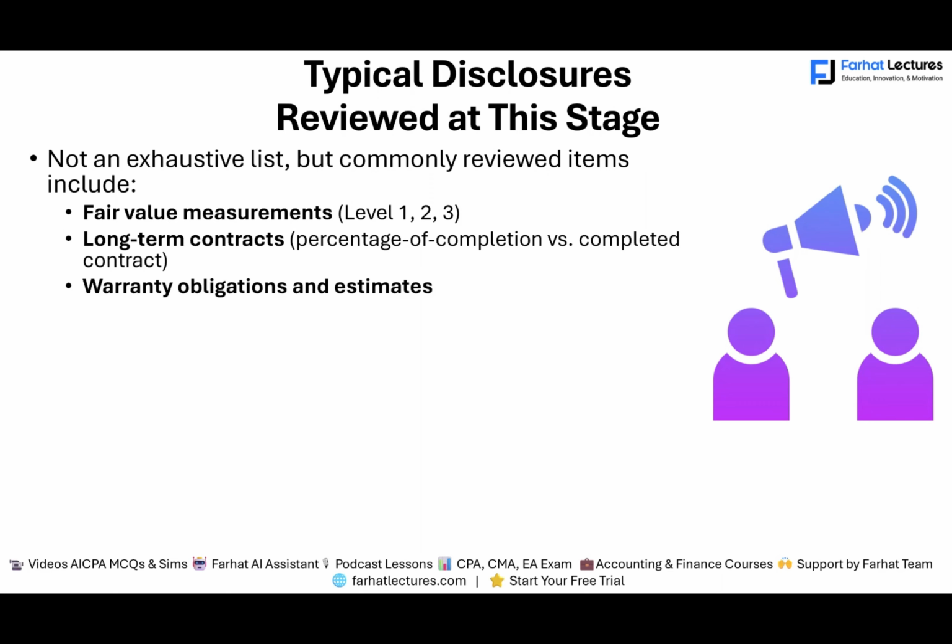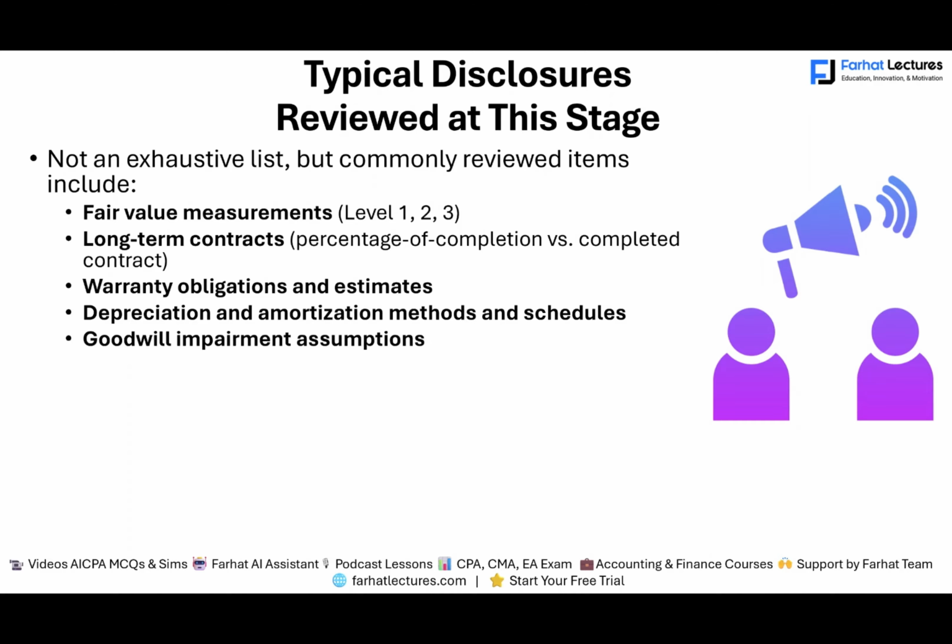Any warranties, obligation, and estimation, depreciation and amortization methods and schedules, straight line, double declining. Are we using the straight line for amortization? The accompanying schedule, any goodwill impairment assumptions, clearly spelled out, any assumptions if we have any goodwill impairment.